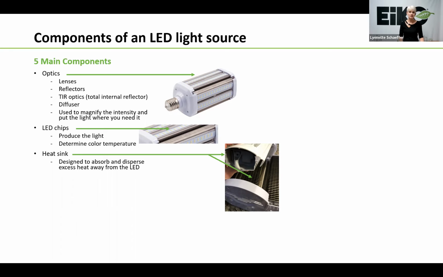The heat sink, in this particular example, is a combination of these fins that you see here, as well as this gray stuff, which is a potting compound used for heat control, and it's also there to protect the components as well.